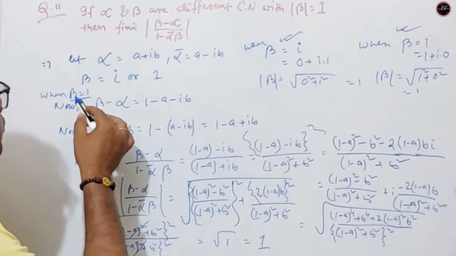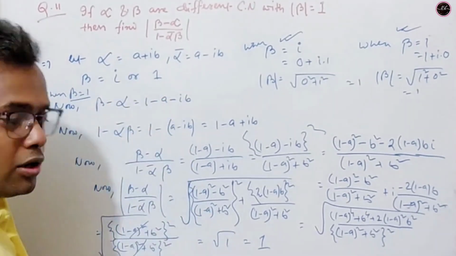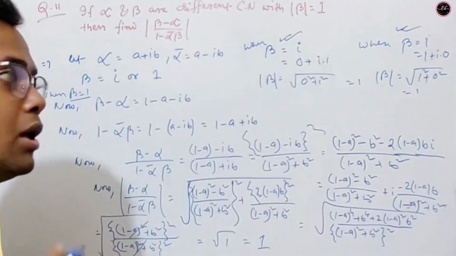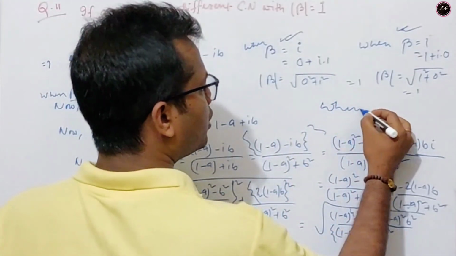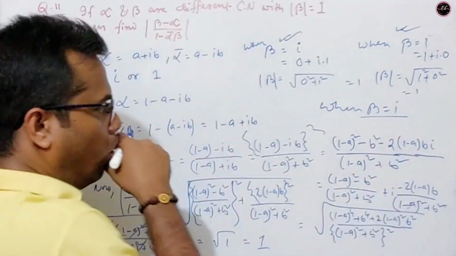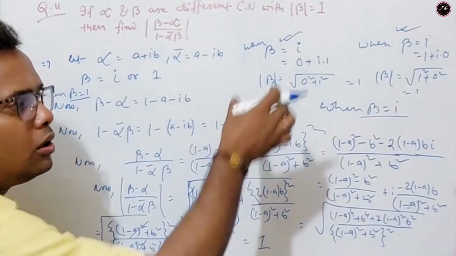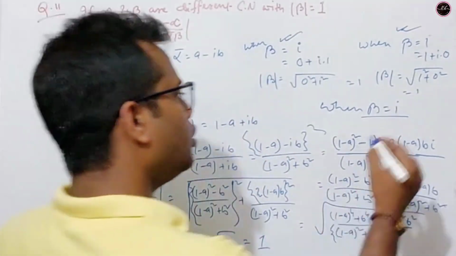We get this value when beta equal to 1, and when beta equal to i, the value will be the same. When beta equal to i, you will solve this equation. This is your homework.